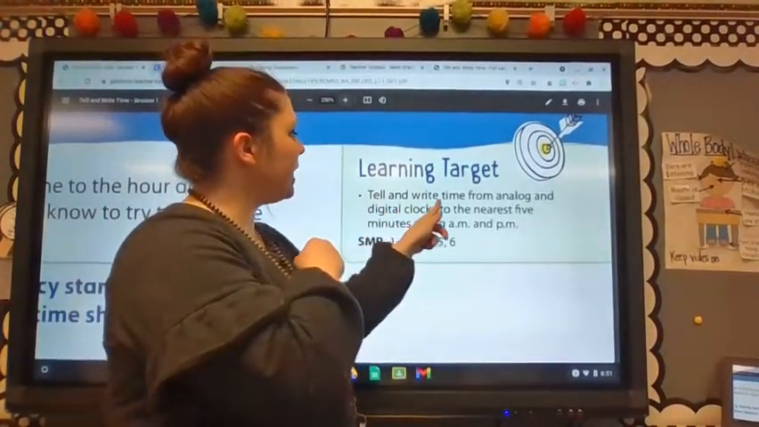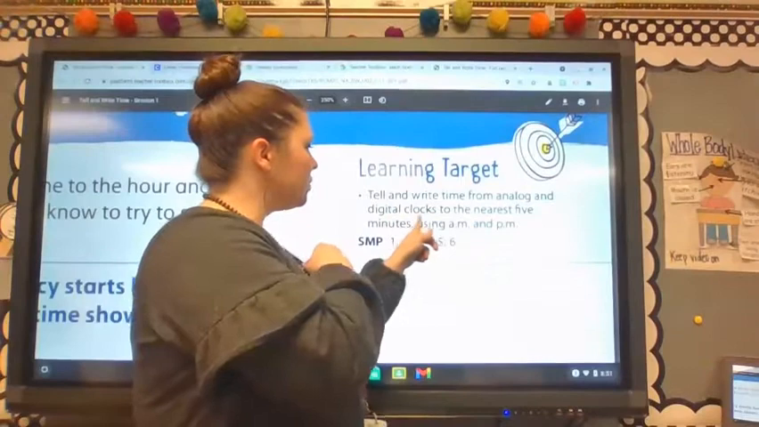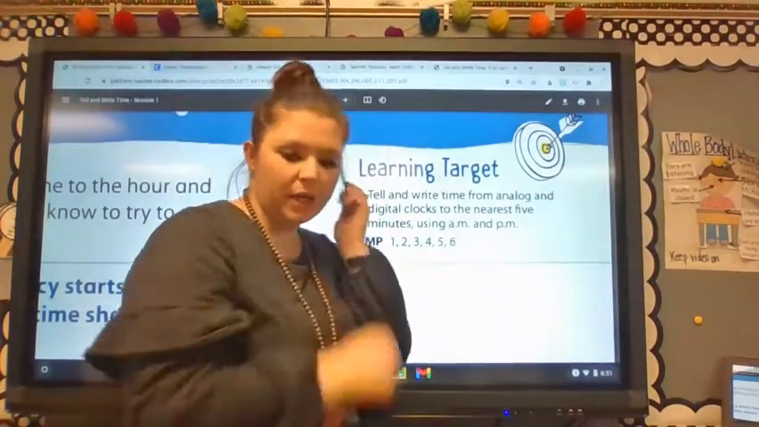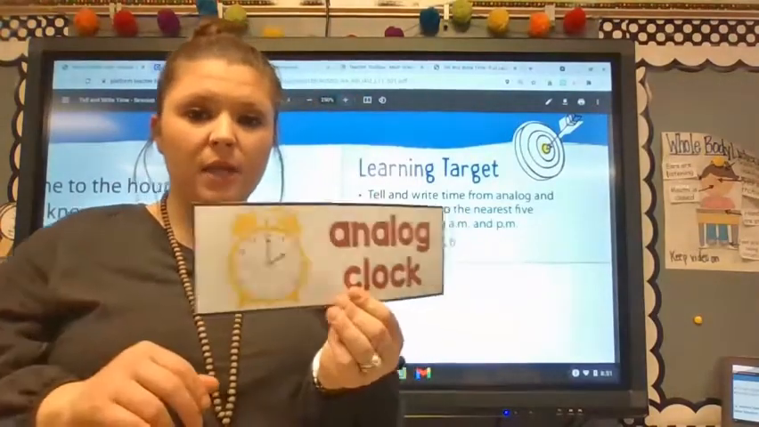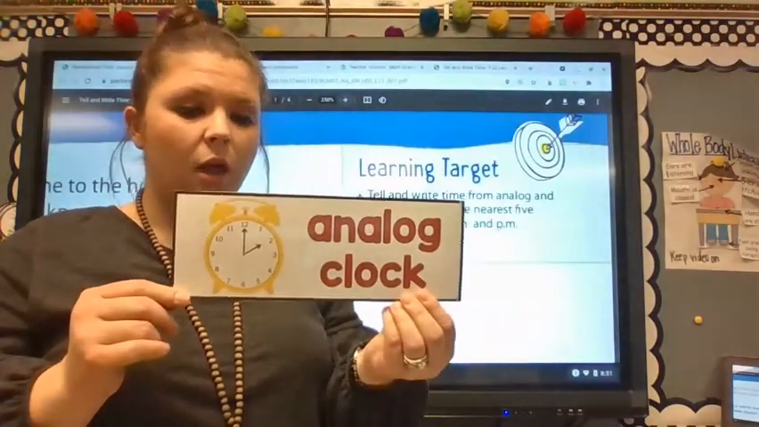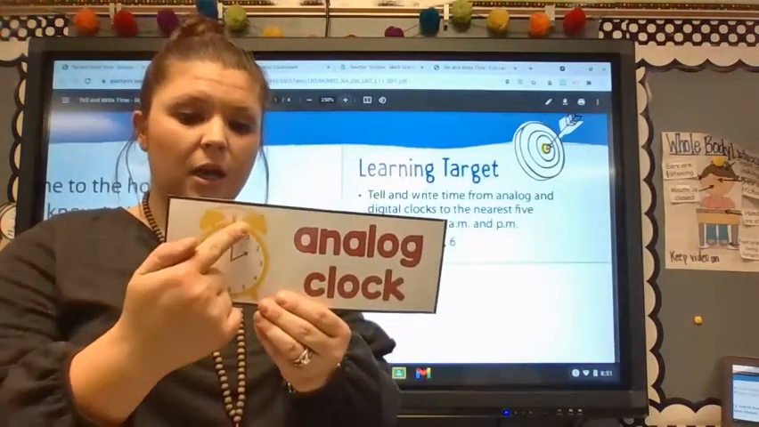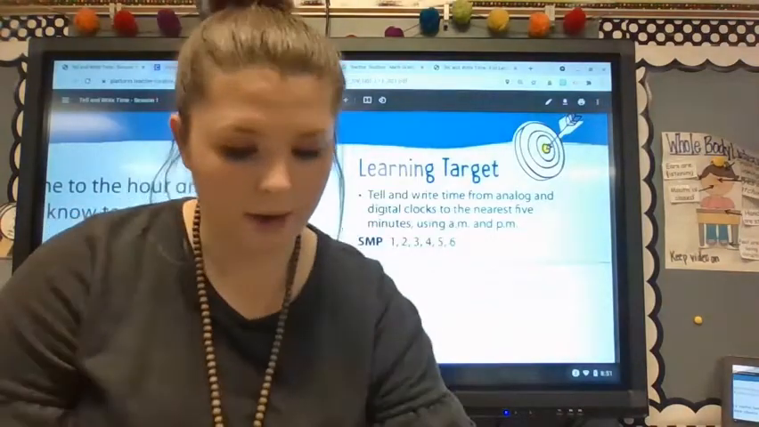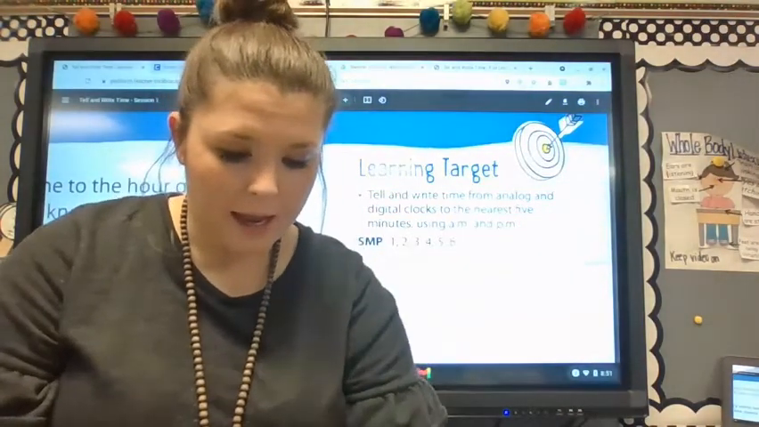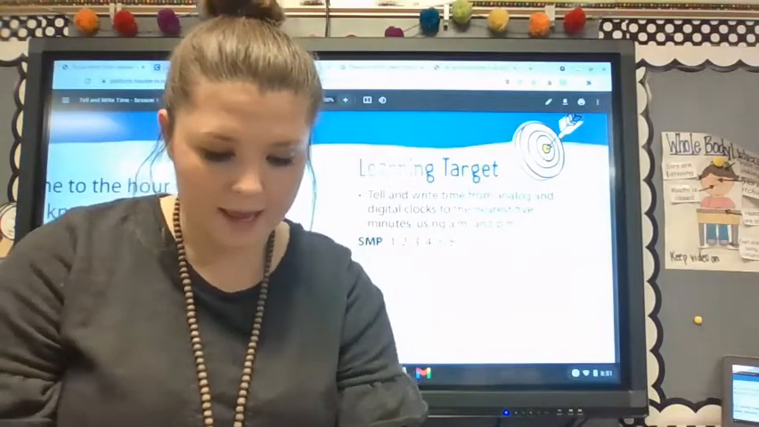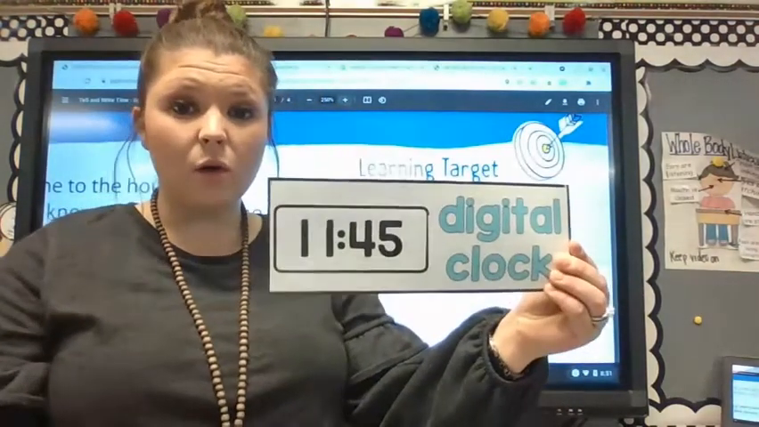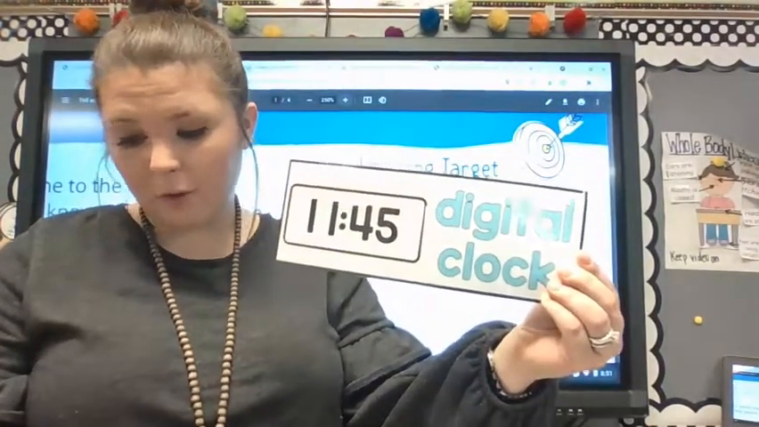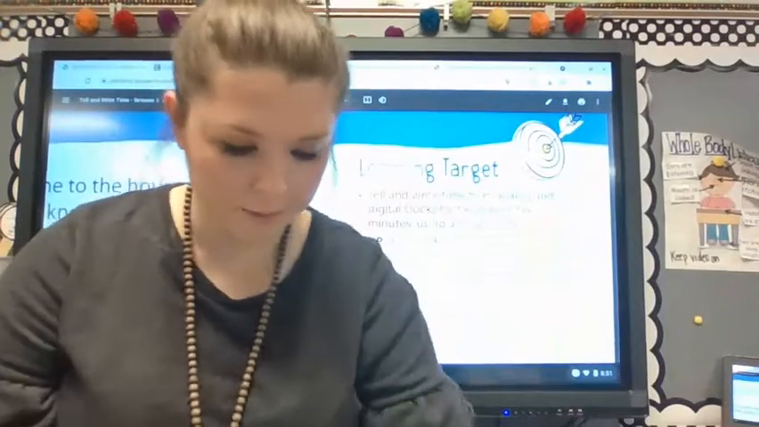I can tell and write time from analog and digital clocks to the nearest 5 minutes using AM and PM. So let's look at that. I can use an analog clock. This is an analog clock. It's the clock that has the numbers that go around it. So we can tell time from an analog clock and write that time correctly. And I can tell time from a digital clock. A digital clock is where we use digits to show the time here, okay?